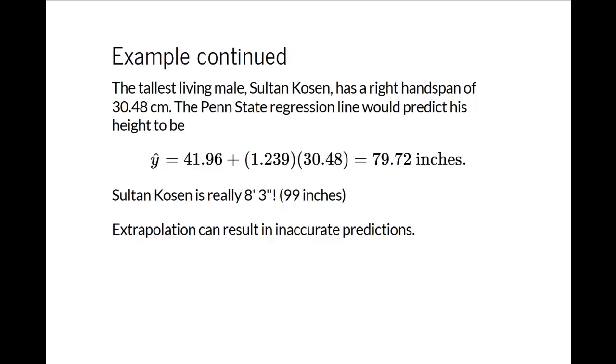If we tried to use this regression line to predict the height of the tallest living male, who has a right hand span of 30.48 centimeters, we would get his predicted height as 79.72 inches. He's really 99 inches tall. We've tried to use a regression line that was appropriate for individuals with right hand spans between 12.5 and 26 centimeters on a person with a right hand span that is well outside of this range. This is an example of extrapolation, and you can see how it can lead to inaccurate predictions.